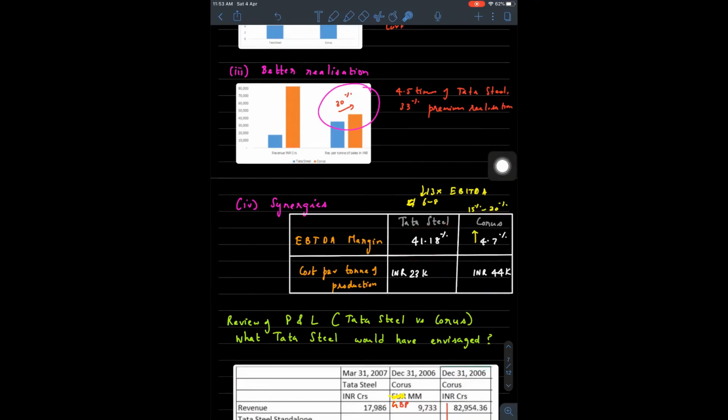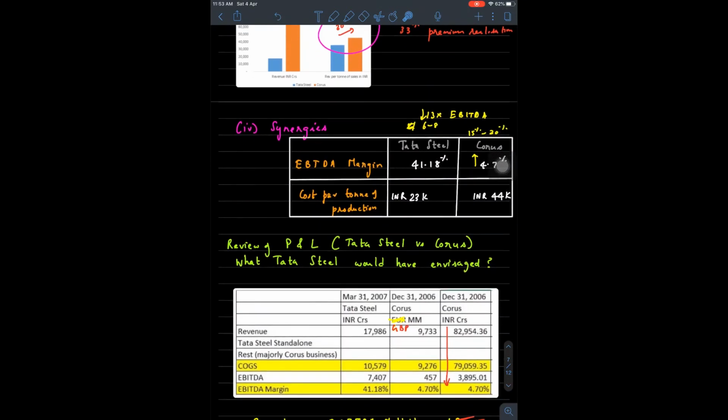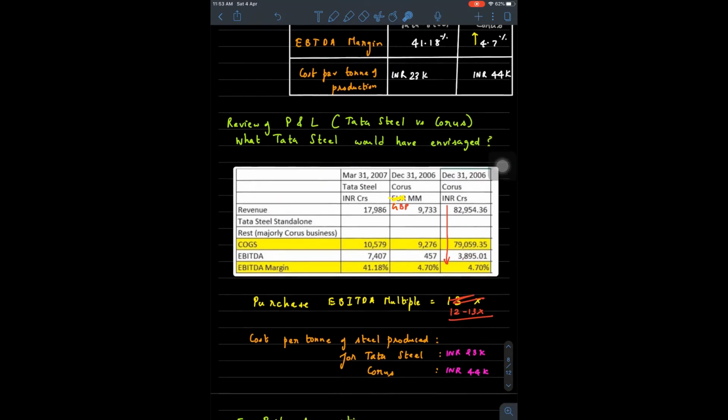This is one of the major reasons why Tata's believed this acquisition would provide value to the shareholders. As you can see, the margins of Tata's were so much more superior to Corus, and the cost incurred per ton by Tata's compared to Corus was like 50% of what Corus used to incur.